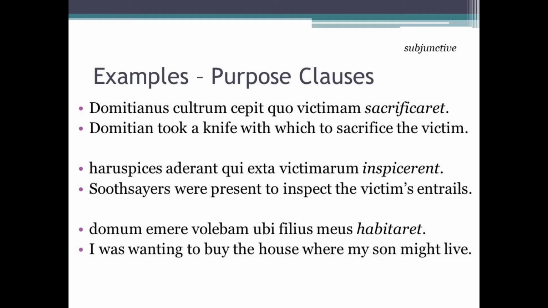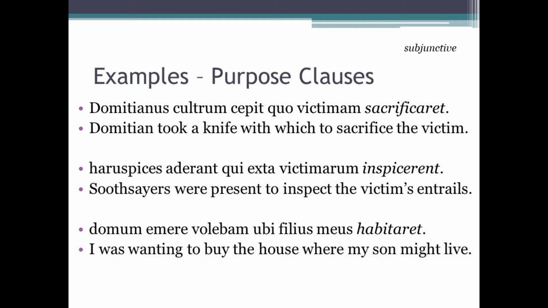Now let's move on to having a look at a few examples of purpose clauses. Domitianus cultrum cepit quo victimam sacrificaret. Domitian took a knife with which to sacrifice the victim. Haruspices aderant qui exta victimarum inspicerent. Soothsayers were present to inspect the victims' entrails.